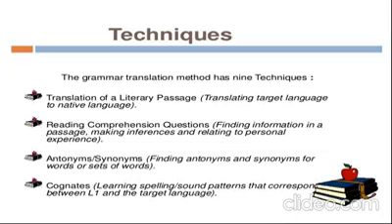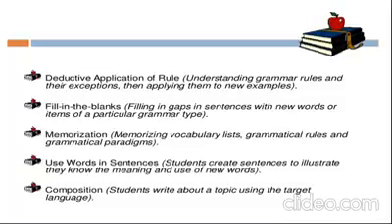Number 3. Antonyms and synonyms. Finding antonyms and synonyms for words or sets of words. Number 4. Cognates. Learning spelling sound patterns that correspond between L1 and the target language. L1 means the native language or mother tongue. Number 5. Deductive application of rule. Understanding grammar rules and their exceptions, then applying them to new examples.